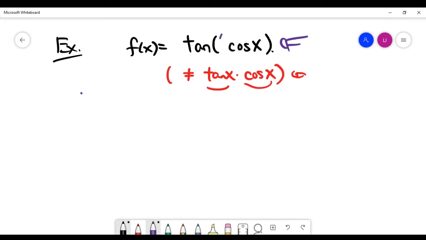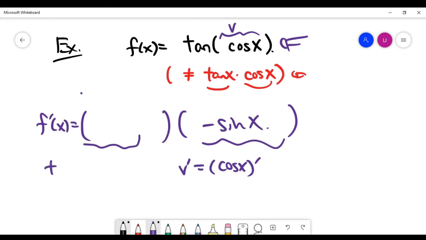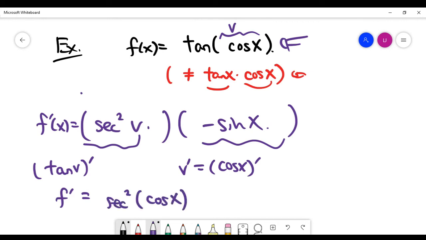So it's a typical case where we can use the chain rule. The f prime of x is going to be a multiplication of two factors, where the second factor is the derivative of cosine x, which is minus sin x. The first factor is the derivative with respect to the variable v of the function tangent v, and as our formula shows, it's secant square v. So the answer for f prime would be secant square of cosine x, multiplied by minus sin x. That's the answer to this problem.